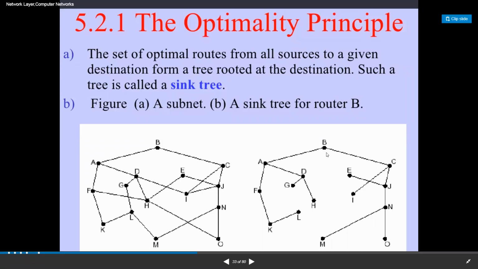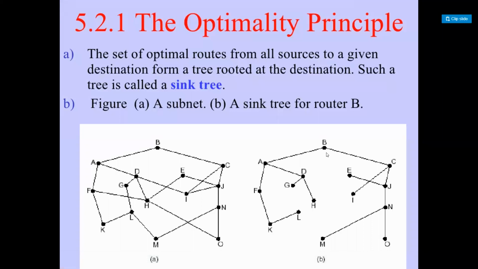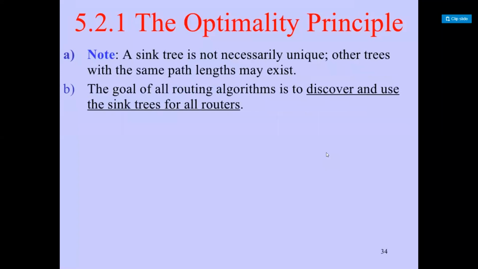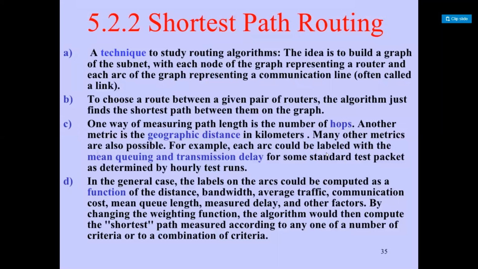According to the routing algorithms, the aim is that they discover and use the sink trees for all routers. A, B, C, all routers, they must discover the sink trees. Now, the first routing algorithm is the shortest path routing algorithm.